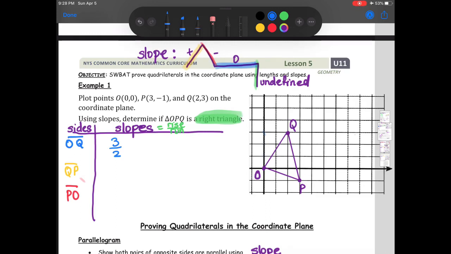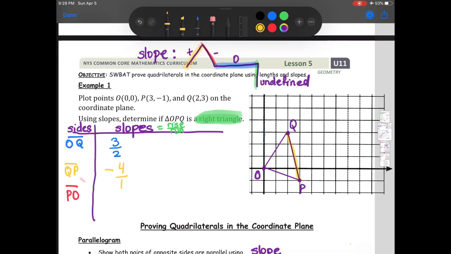Now the next one is QP. Look at this line. If I was to trace it with a highlighter, it is going down, right? Do you agree? If I read it left to right, it's going to be a negative slope. So negative slope, and how much am I going down? Rise is what? 1, 2, 3, 4, and the run is 1. So it's negative 4 over 1. So far, if I compare these two, they are not negative reciprocals, so these are not perpendicular.